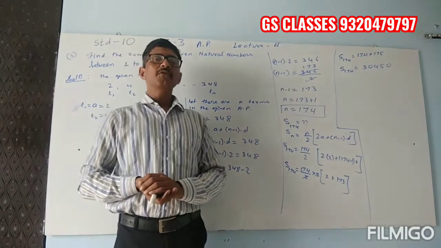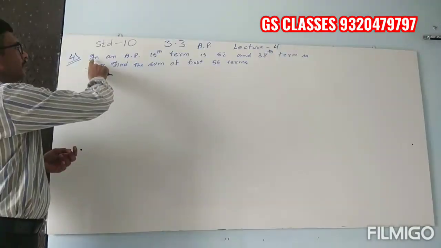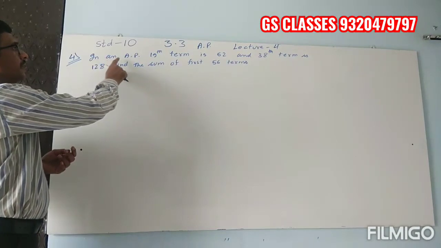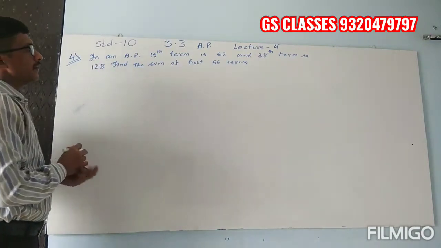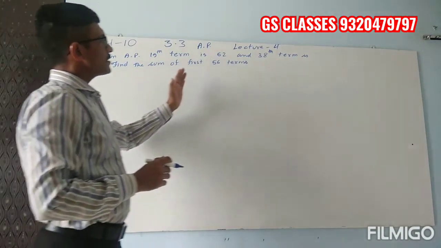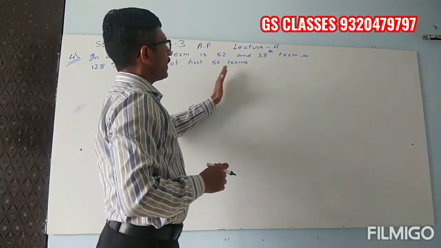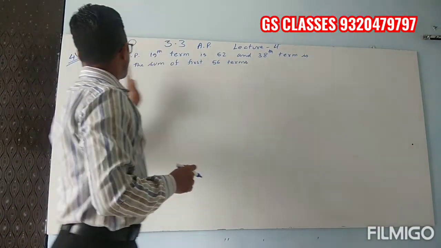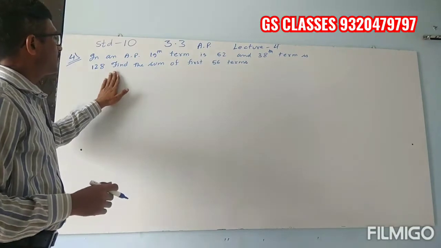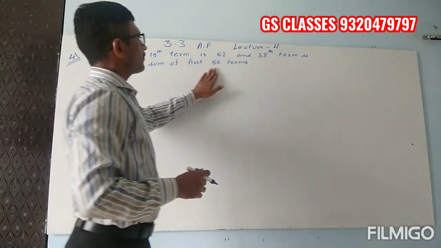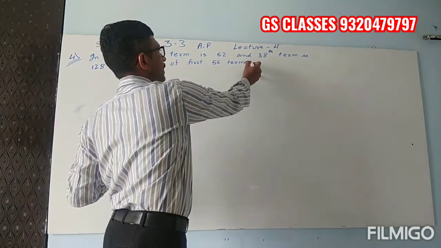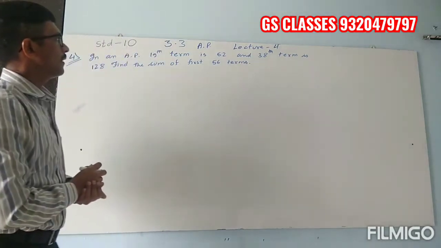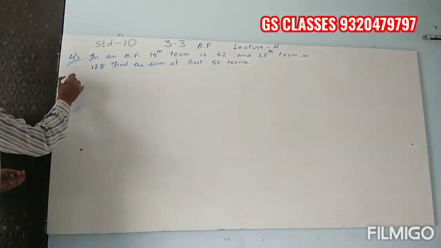Okay, so let's move on to the next question. We are given that in an arithmetic progression, the 19th term is 52 and the 38th term is 128. Find the sum of the first 56 terms. It's a very easy question.